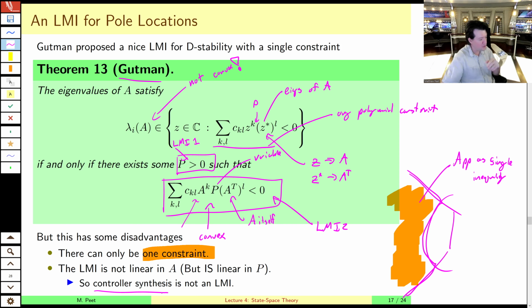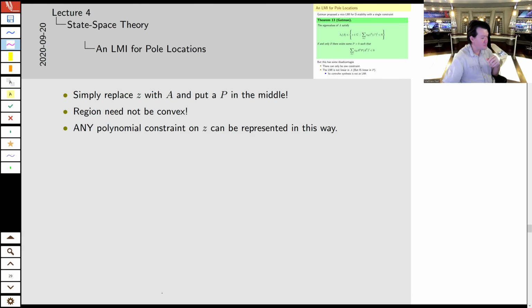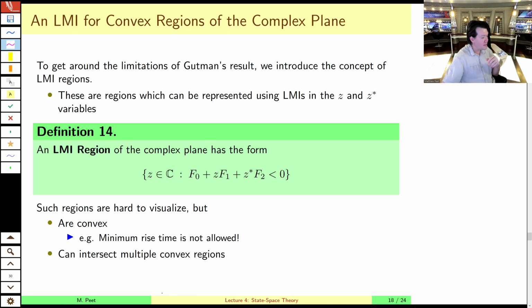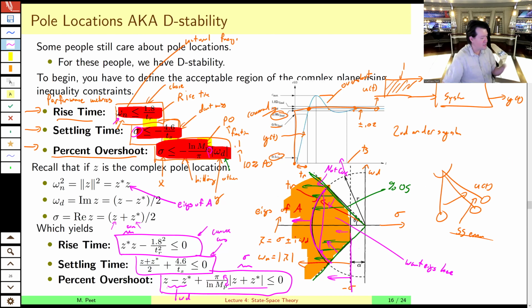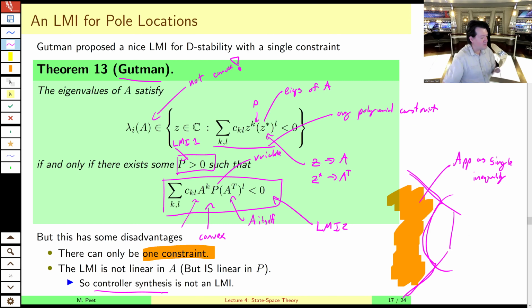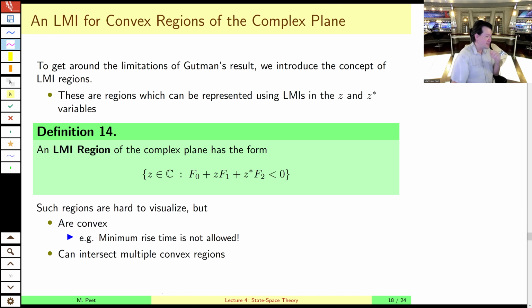So let's see how it works in practice. Well, I guess actually I don't do it in practice because all of our constraints actually are convex, but before I get to how to implement these things, we're going to turn to a generalization of Gutmann's, or an alternative to Gutmann's representation, which is Chalali's representation.